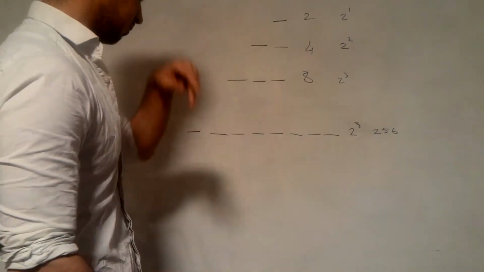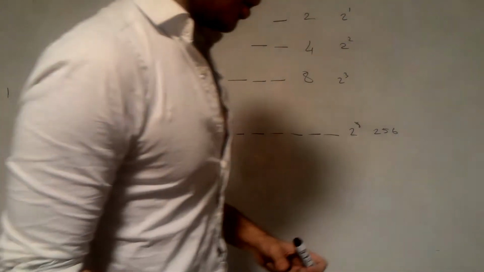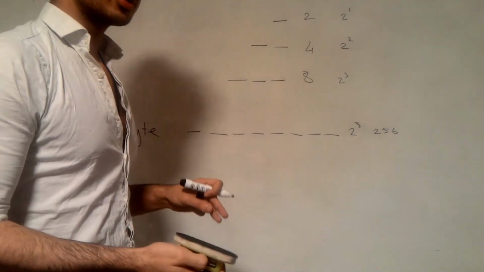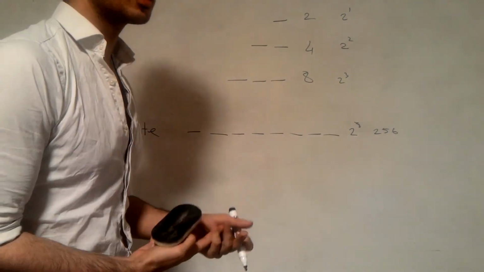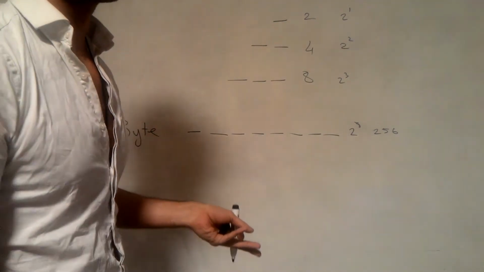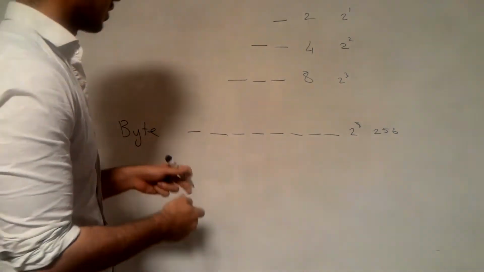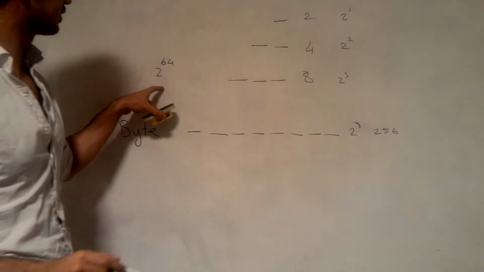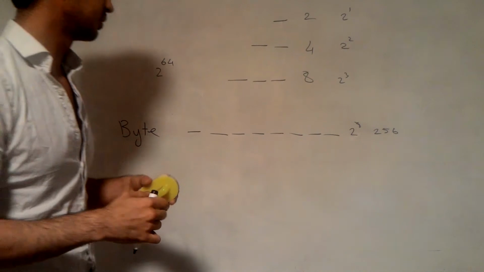Now, in the early years of computers, the number of bits that a computer could use at the same time was very limited. There were 8-bit computers, there were 16-bit. Now, most of us use 64-bit computers, and imagine how many options you have in 2 to the power 64 options. It is a lot.